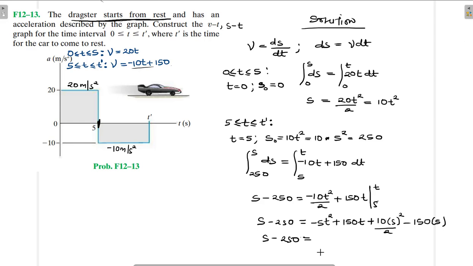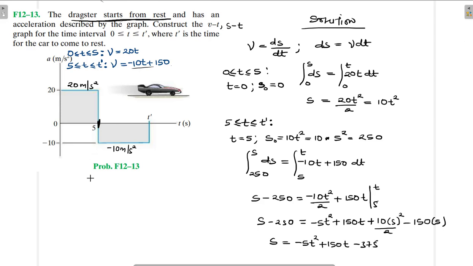Okay, so this therefore becomes equal to S is equal to minus 5t squared plus 150t minus 375. Let's check this one out.